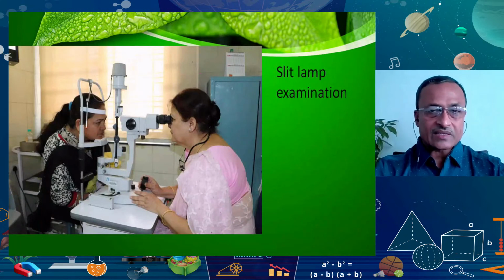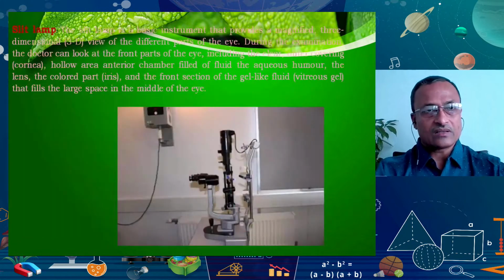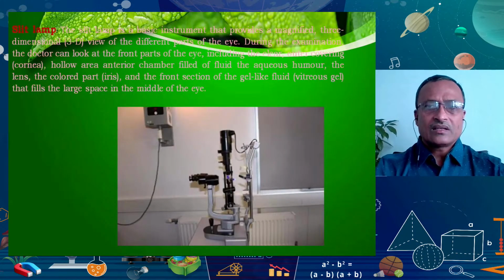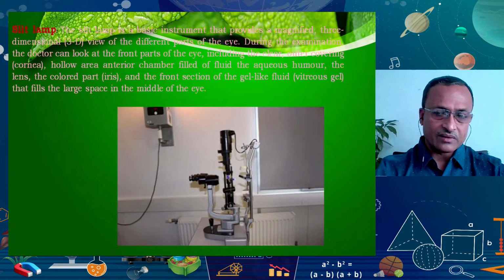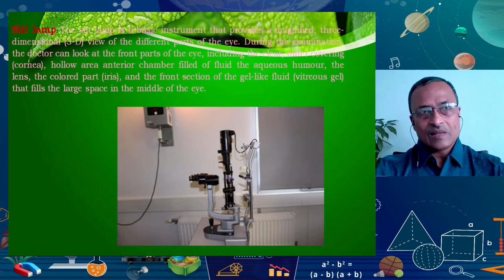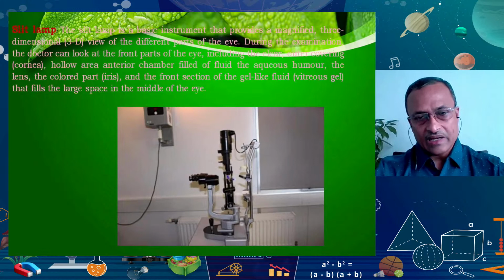It is the slit lamp examination being done by the doctor. As I said, what the slit lamp does is that it provides a 3D view of the different parts of the eye, and it helps the doctor to take stock of the situation, if there is a problem in the gel-like fluid in the middle of the eye, and this helps the doctor to have a pretty good idea of the condition of the eye of the patient.